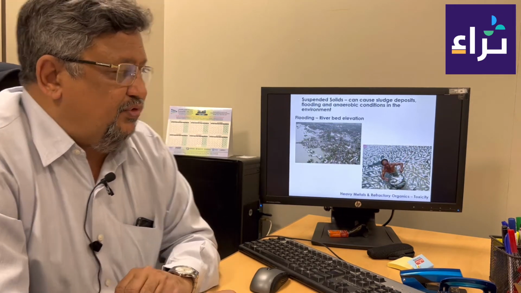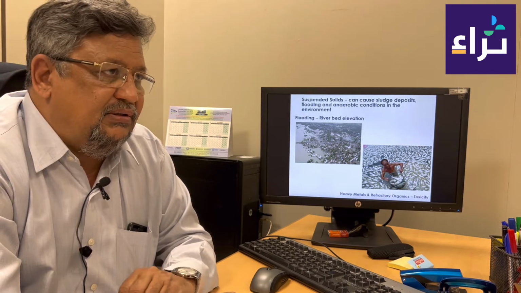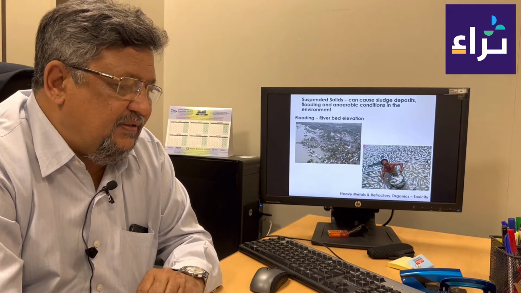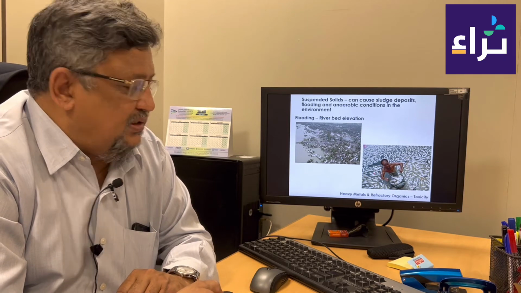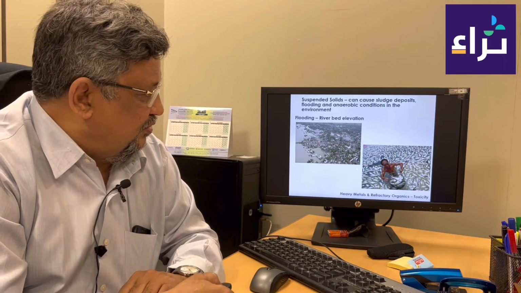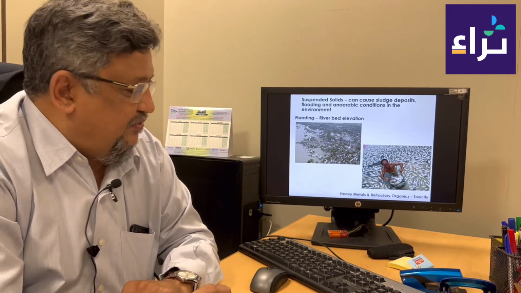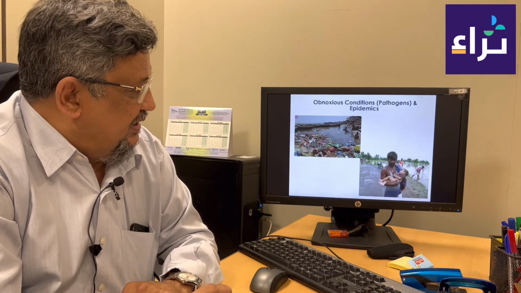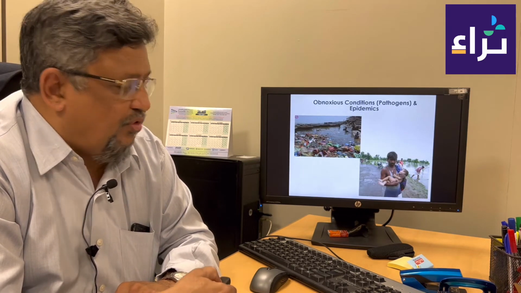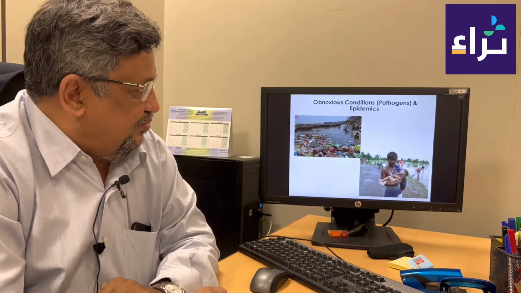For example, if toxic materials are in there, then they will kill living beings in the rivers, and they will also cause sedimentation of the suspended materials which are responsible for flooding. Flooding is a major reason of human life and property loss. Then they may also cause epidemics, right, health related issues.